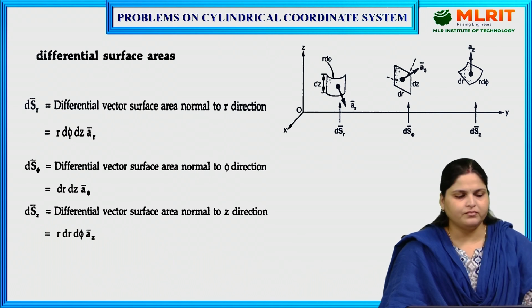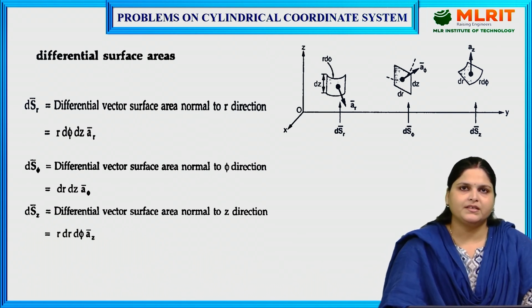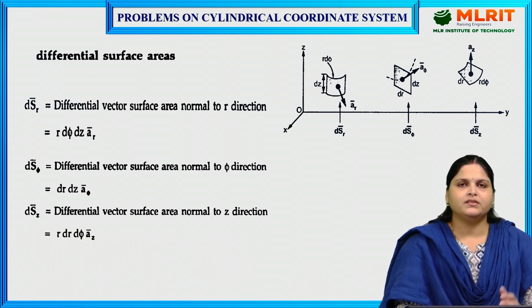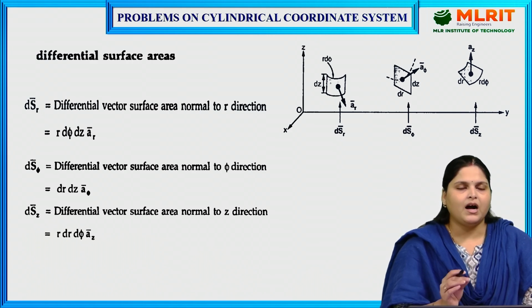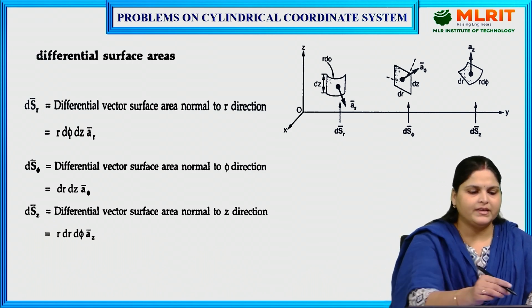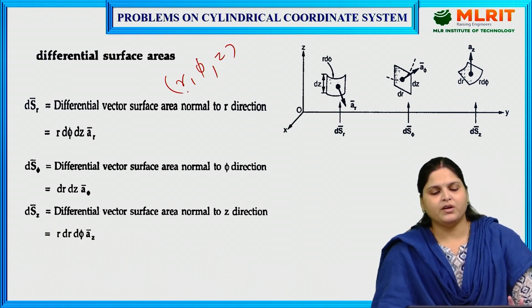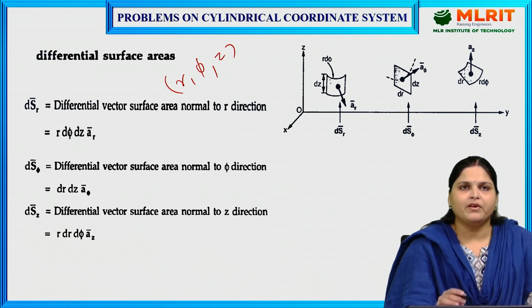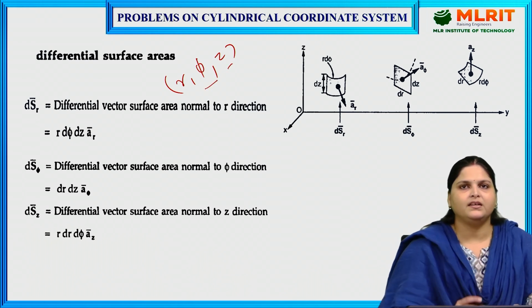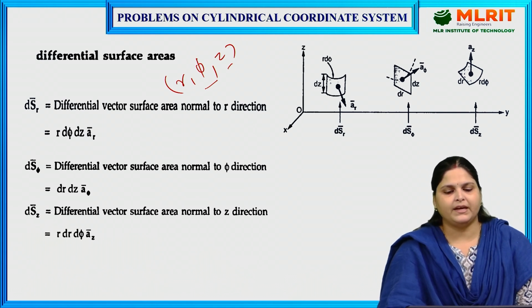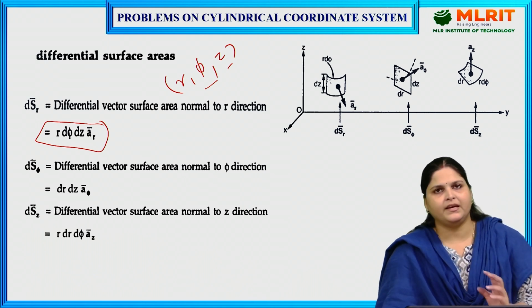Next, we will talk about differential surface areas. Just like Cartesian coordinate system, here also we will have three surfaces of cylindrical coordinate system. First surface is called r constant surface. As I already told, its coordinates are r, phi, z. So in case of r constant surface, r will be constant and remaining two parameters, that means phi and z, they can vary, right? So its value would be r d phi dz ar.